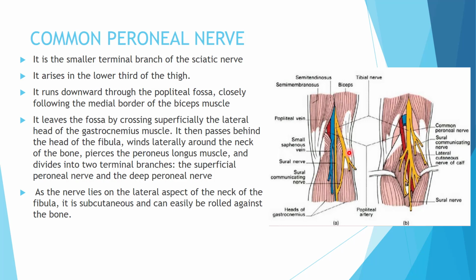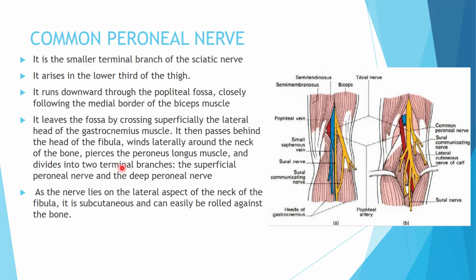It leaves the fossa by crossing superficially the lateral head of the gastrocnemius muscle. See here, this is the gastrocnemius muscle lateral head. So it exits the popliteal fossa by passing the lateral head of the gastrocnemius muscle. It then passes behind the head of fibula. Remember this point, that the common peroneal nerve passes behind the head of the fibula. It winds laterally around the neck of the fibula. It pierces the peroneus longus muscle, which is the lateral muscle.